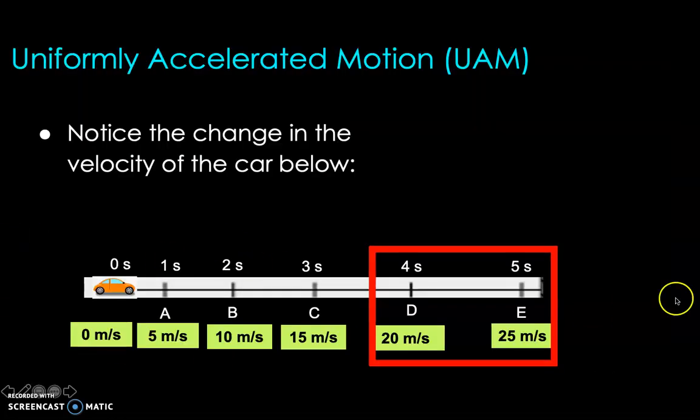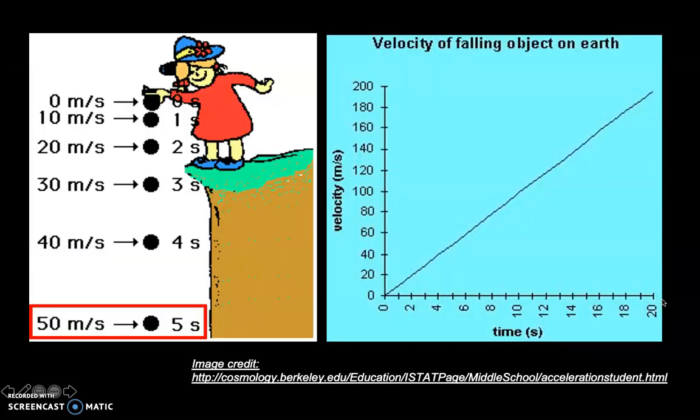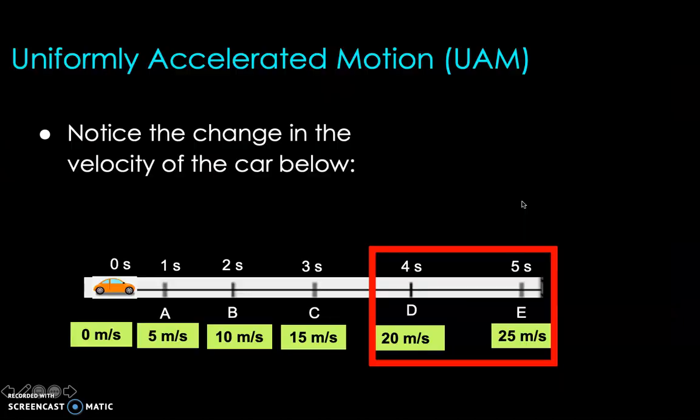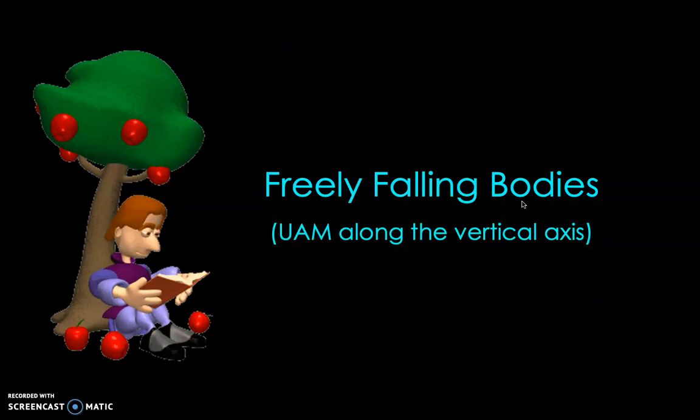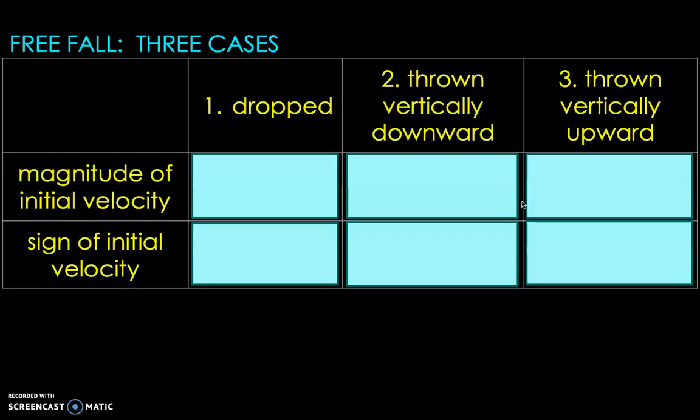In our past examples, we've always dealt with horizontal motion, but this time we're going to deal with vertical motion, or the vertical phase of UAM, which is about freely falling bodies. So, in short, freely falling bodies can simply be considered as UAM, or uniformly accelerated motion, along the vertical axis. Okay? Now, there are three cases of freely falling bodies. It's very simple.